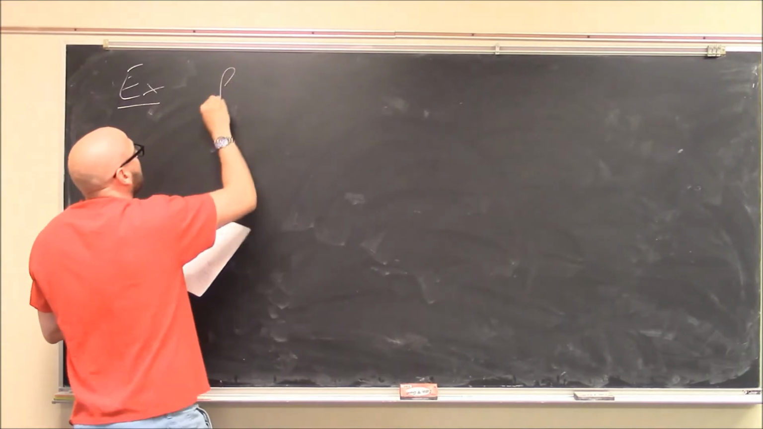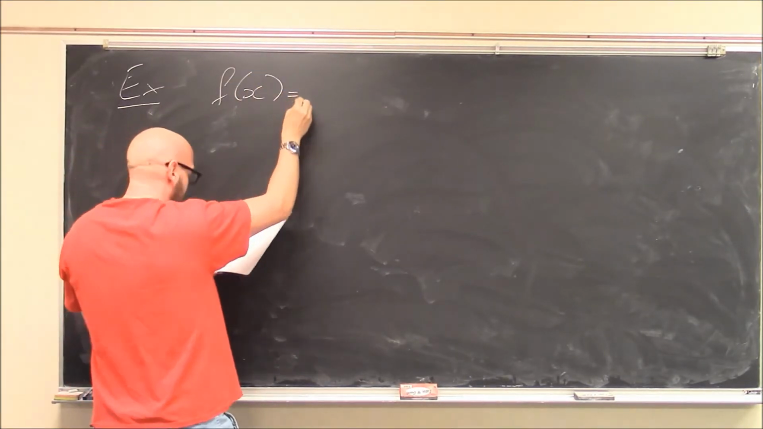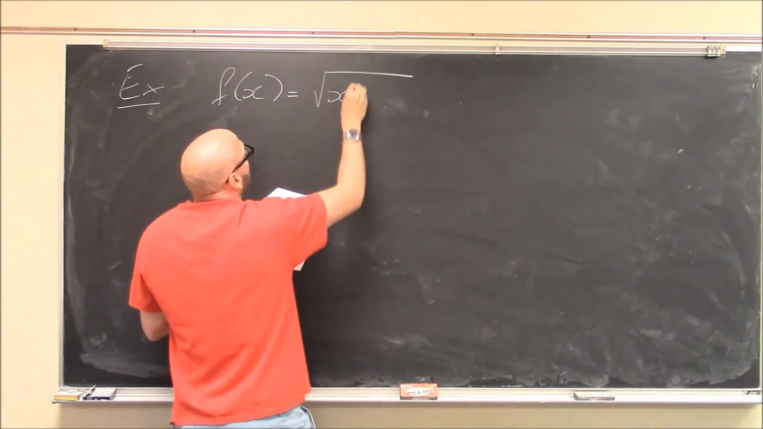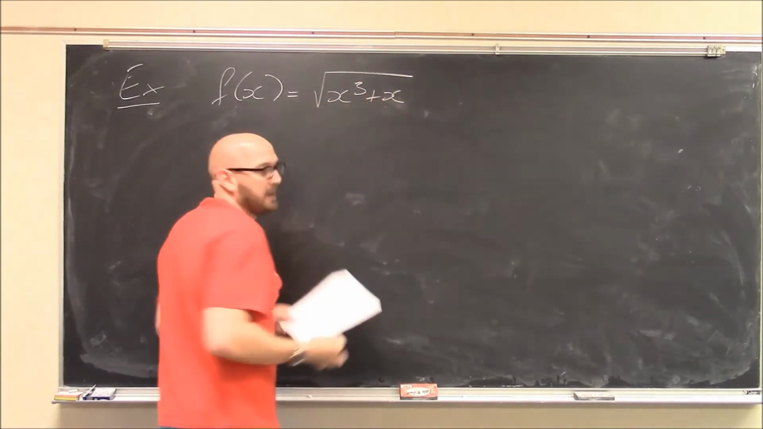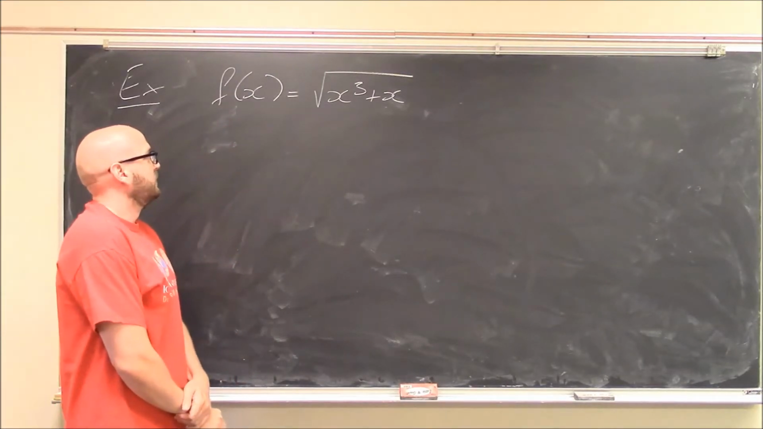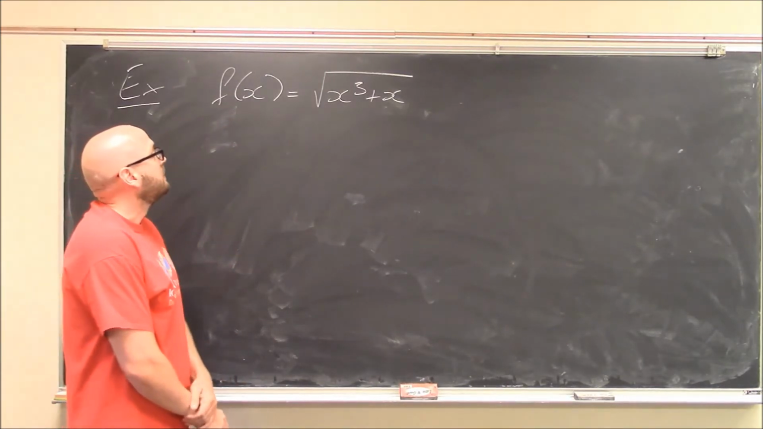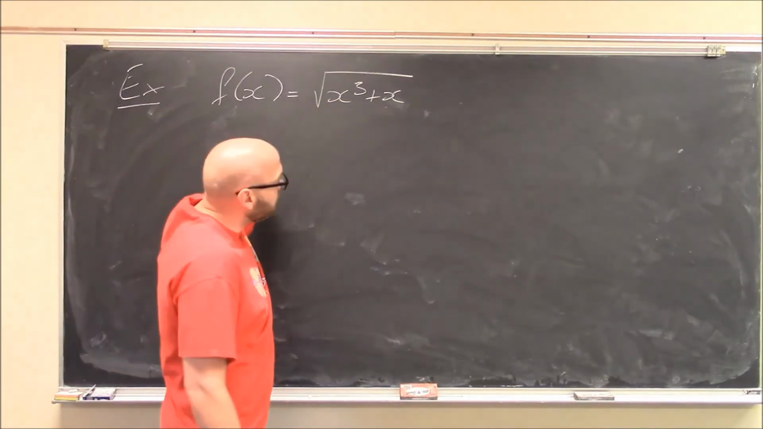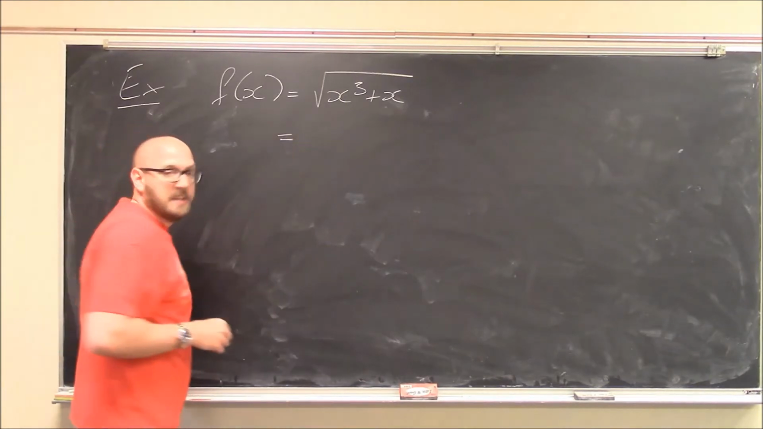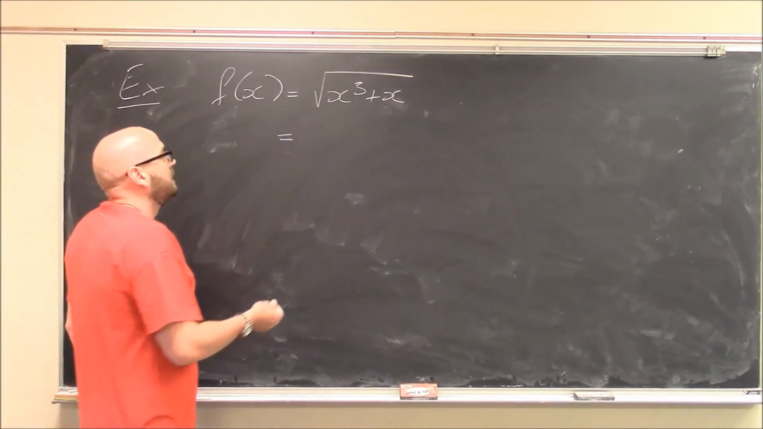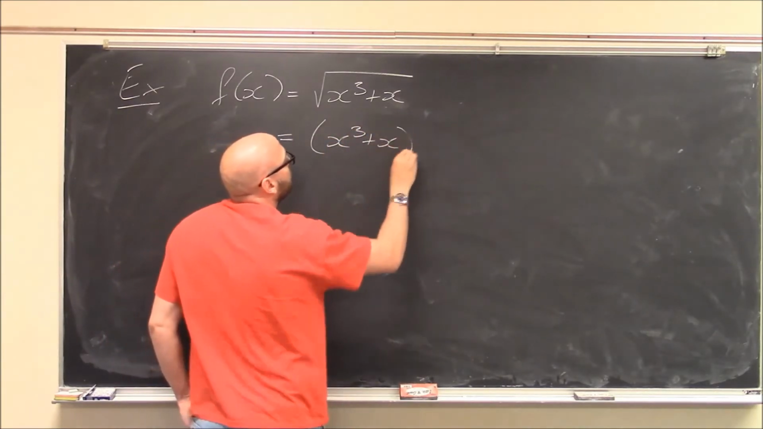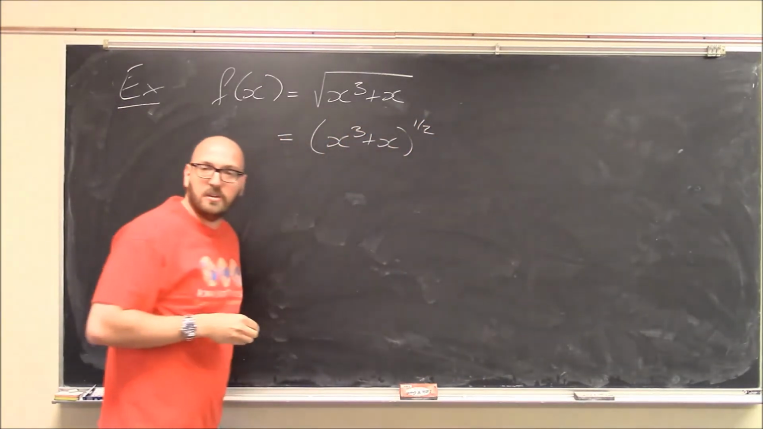How about f of x is square root of x cubed plus x? Well, this is a composition. I've taken x cubed plus x, and I've plugged it into a square root function. What's the one catch, though? Remember, we don't work with radicals when we differentiate. We always convert them to powers. So that's a 1/2 power.